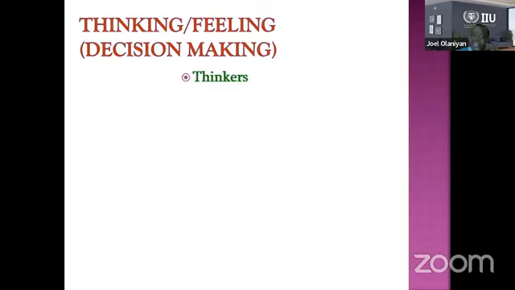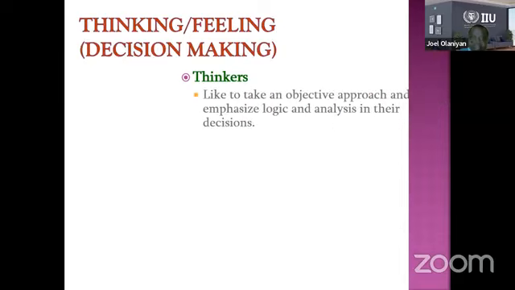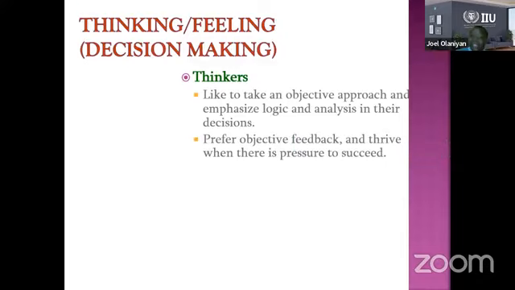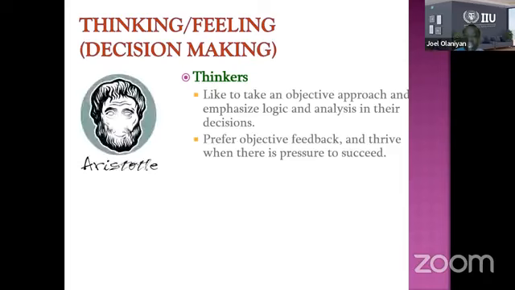Now we have those whom we call the decision makers, those who make decisions, and we call them the thinkers, and then the feelers. For the thinkers, they like to take an objective approach and emphasize logic and analysis in their decision. They are very, very objective whenever they are talking. They prefer objective feedback and thrive when there is pressure to succeed. They involve themselves in a lot of thinking activities. And these are people who are towing the line of the great philosopher Aristotle.